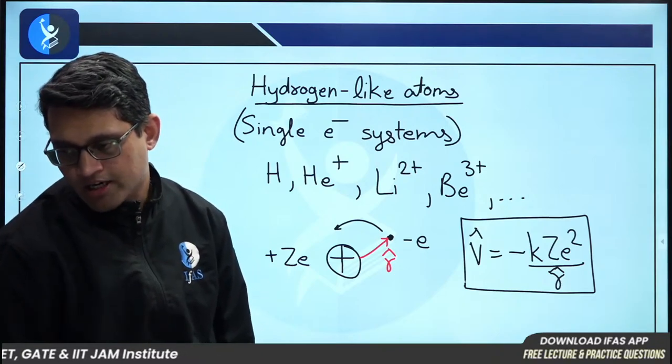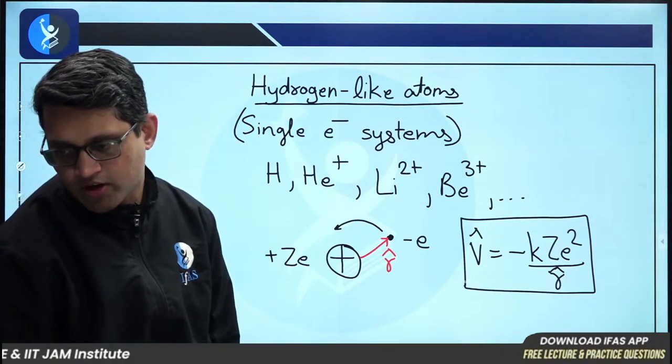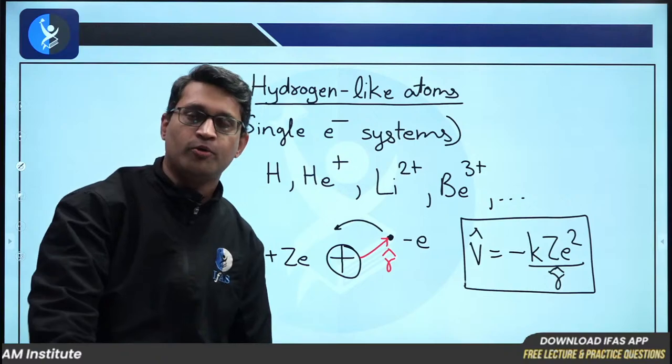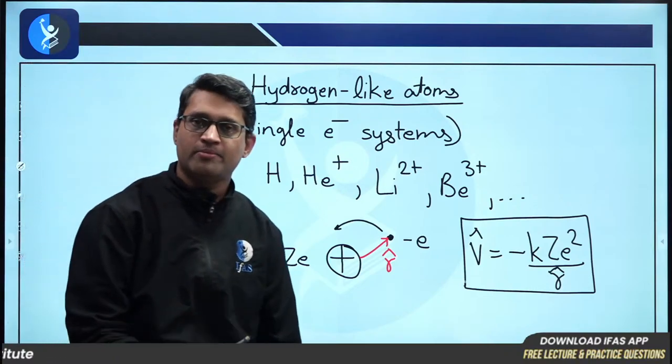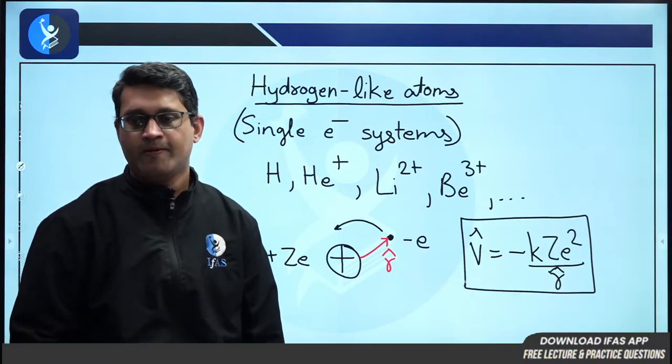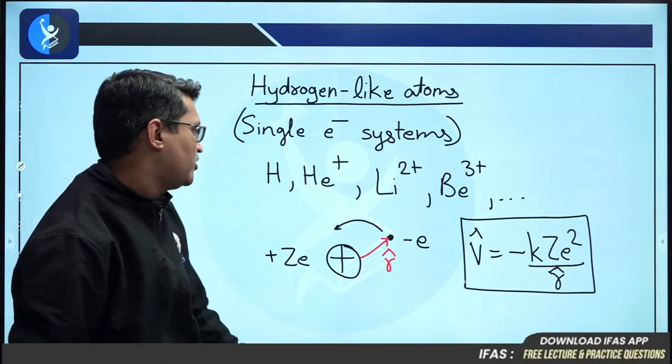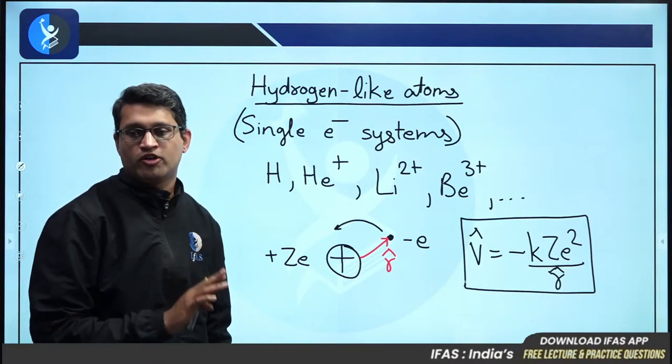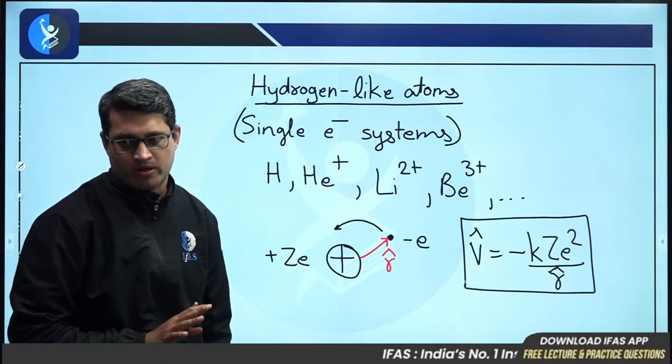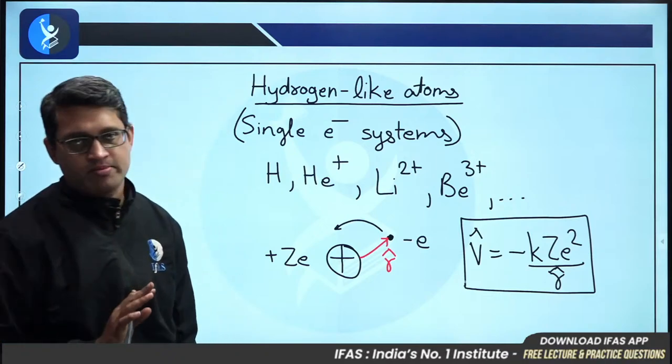Is that clear to all of you? Can isotopes of hydrogen be considered for hydrogen like atom? Absolutely. Deuterium atom, tritium atom can also be considered. But remember that the value of Z for all of them is the same. Value of Z for all of them is still plus 1. So that value can always be considered.